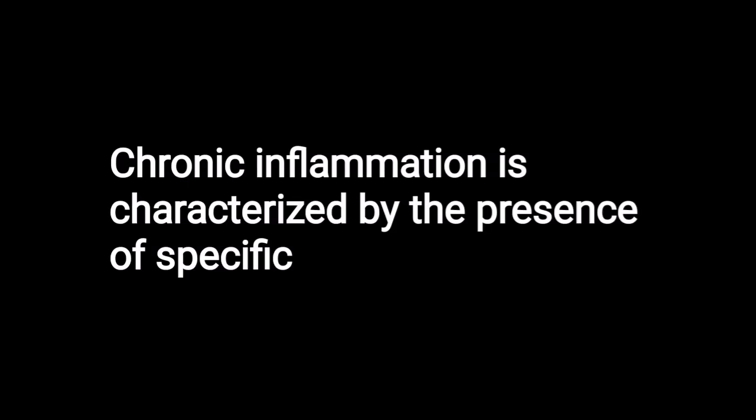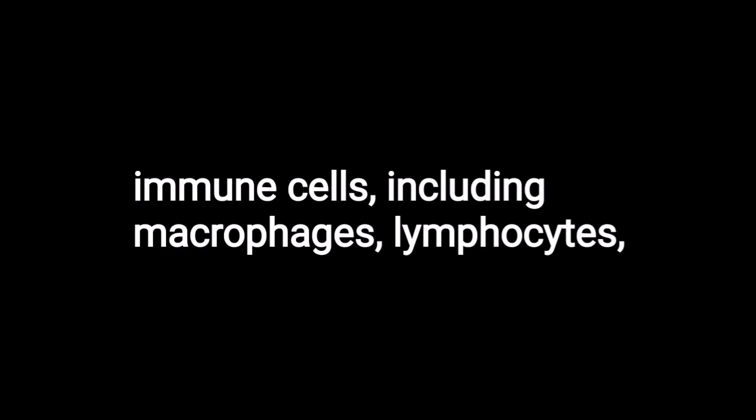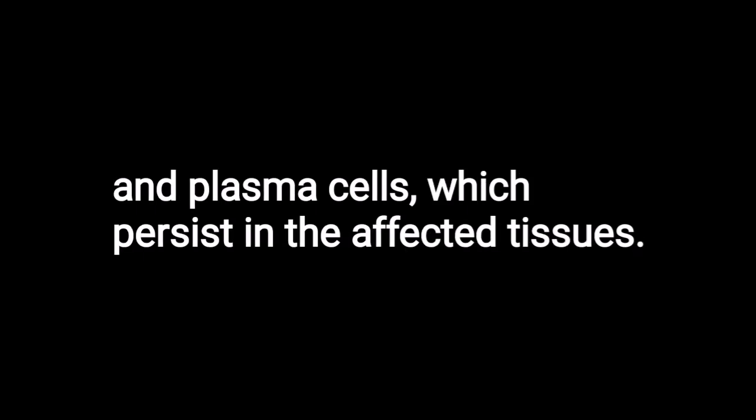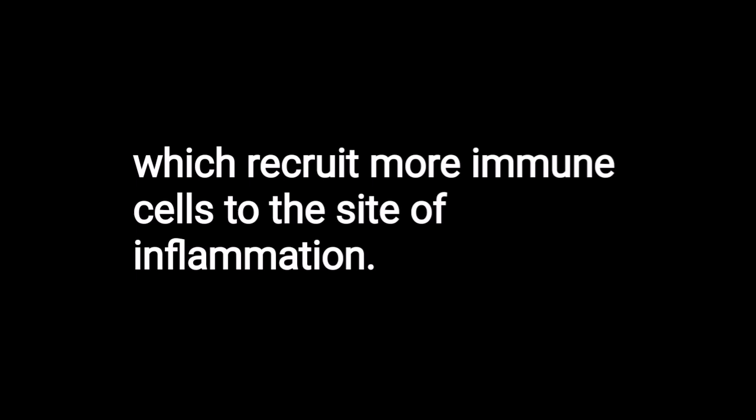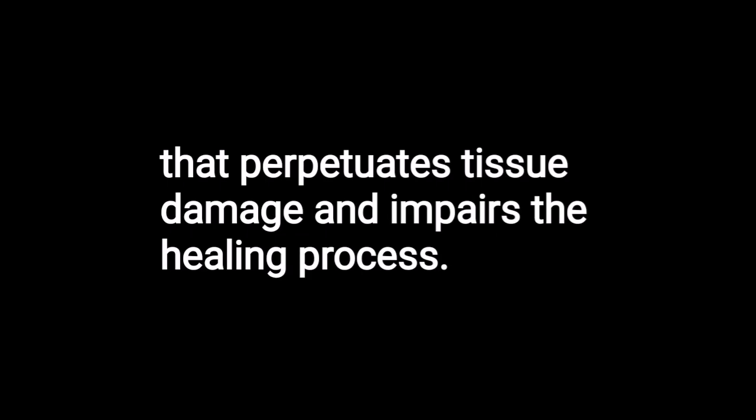Chronic inflammation is characterized by the presence of specific immune cells, including macrophages, lymphocytes, and plasma cells, which persist in the affected tissues. These cells continuously release inflammatory mediators, such as cytokines and chemokines, which recruit more immune cells to the site of inflammation. This can create a cycle of inflammation that perpetuates tissue damage and impairs the healing process.